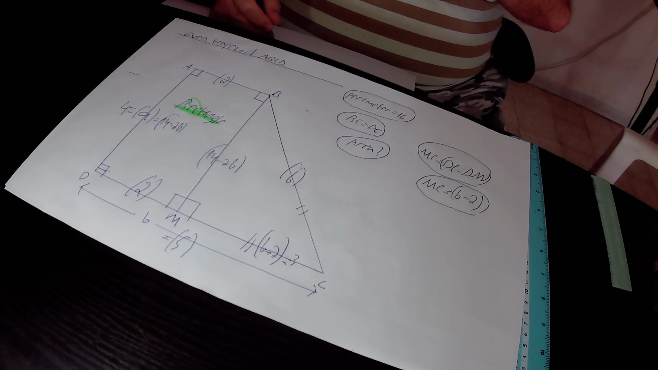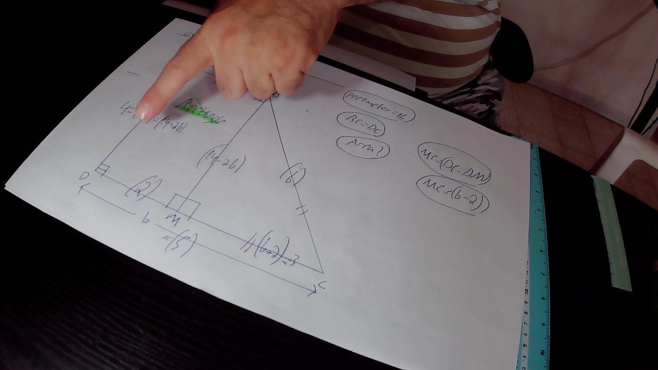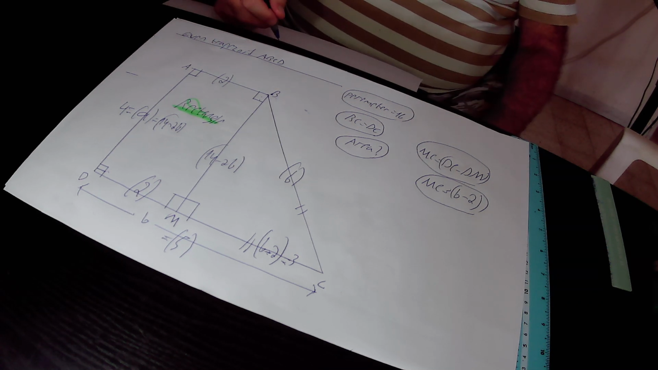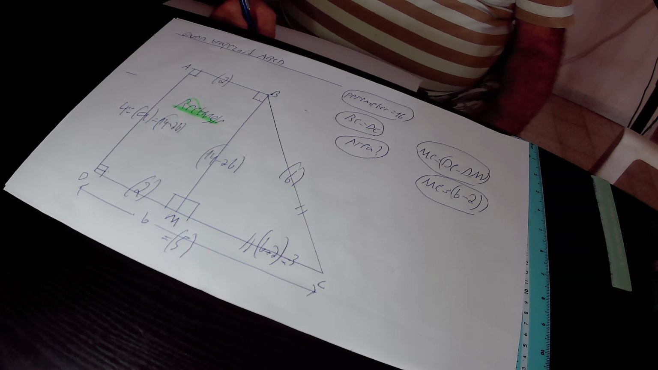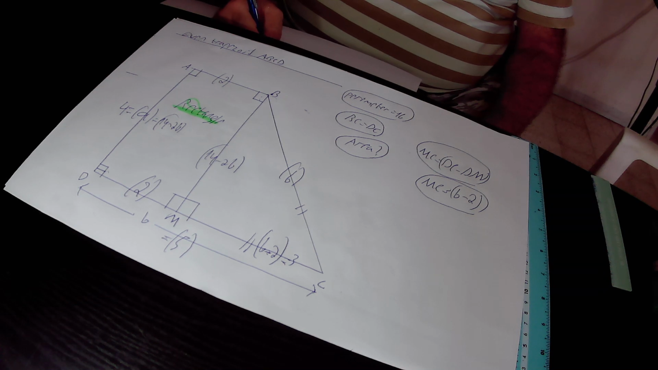AD is the height of this trapezoid ABCD. Why is AD the height? Because AD creates 90 degrees with the two parallel bases. Therefore AD is the height. So the sum of the two parallel bases, that is AB plus DC, times AD, that is the height, over 2 is the area of trapezoid ABCD.